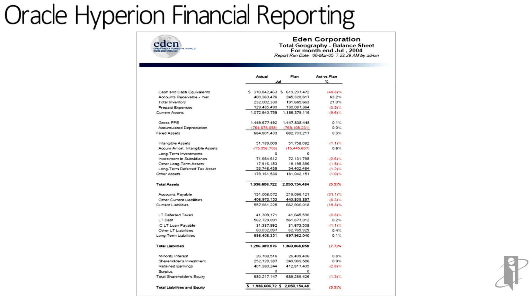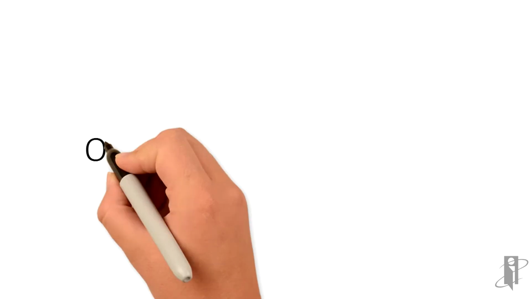Financial reporting can be used to design traditional financial reports such as profit and loss statements, balance sheets, and cash management reports, or custom analytic and financial reports that include graphics and text. Books and batches of reports can be created and scheduled for distribution to end users.